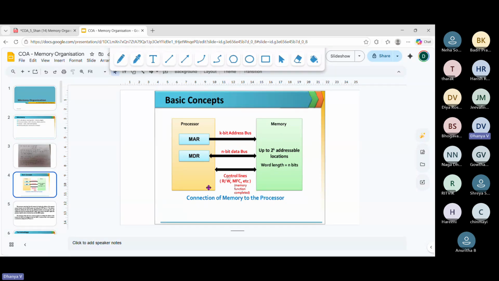I'll explain in detail how this exactly works. Before that, there are some control lines, that is the read and write operation. If it is 1, that means read, and 0 represents the write operation. And then there's something called MFC, which stands for memory function completed. I'll now explain what each of it is and how this exactly works. Till now it's clear, right? You can react. Okay.